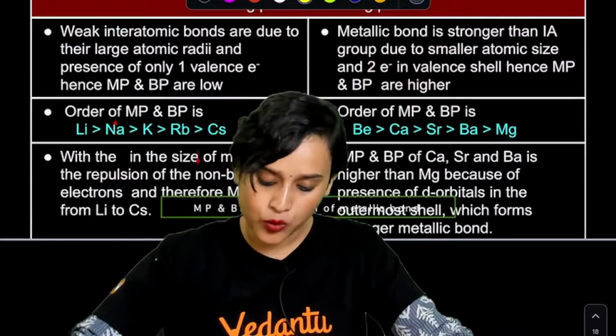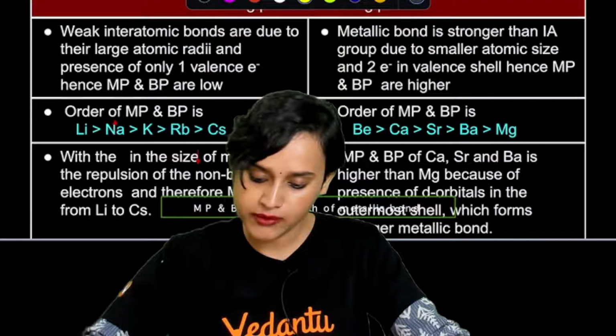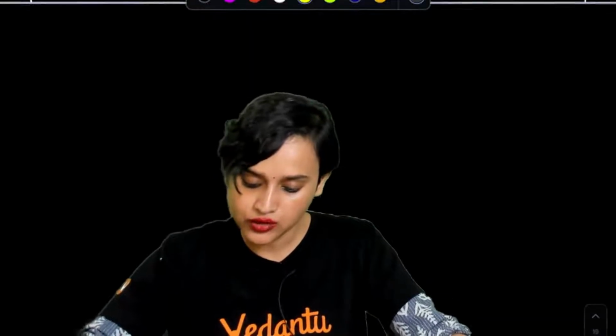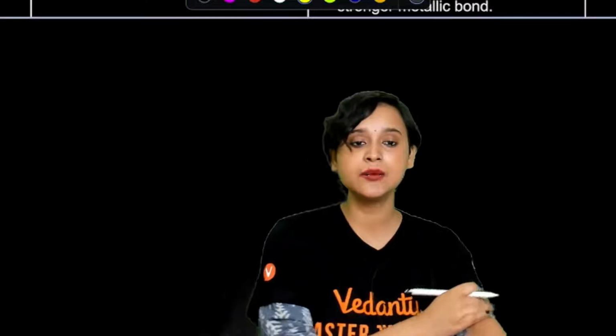What else is there? Order of melting and boiling point. I have already told you. What else is there? Let's read about the reducing nature. Let's read about reducing properties.